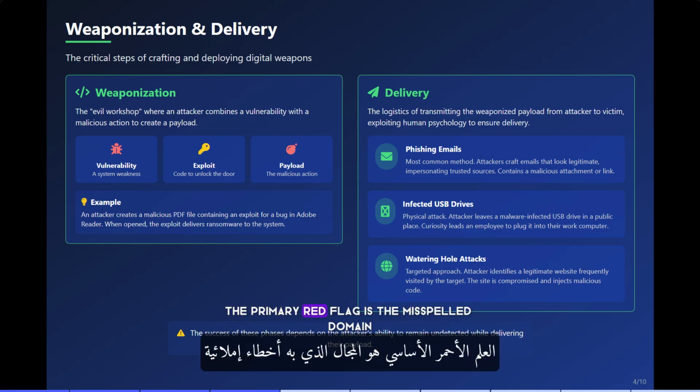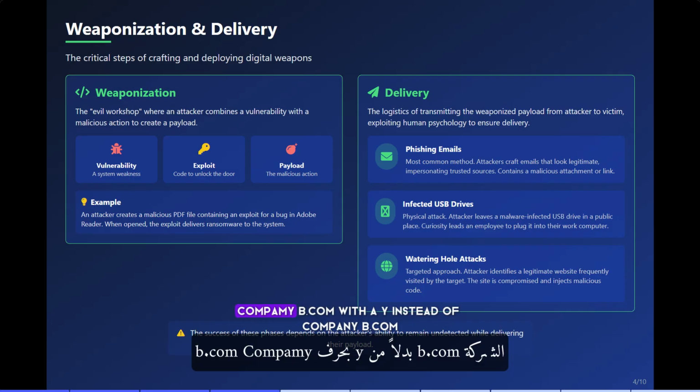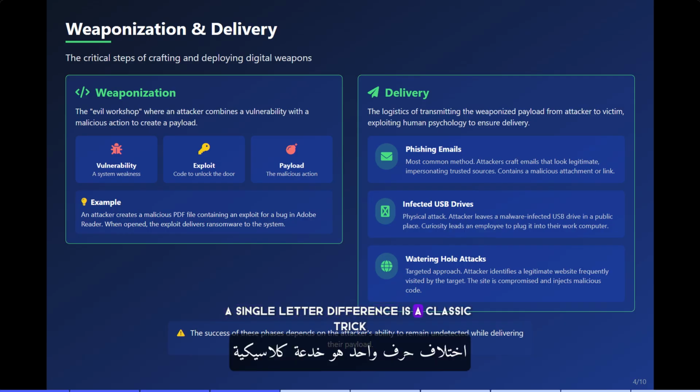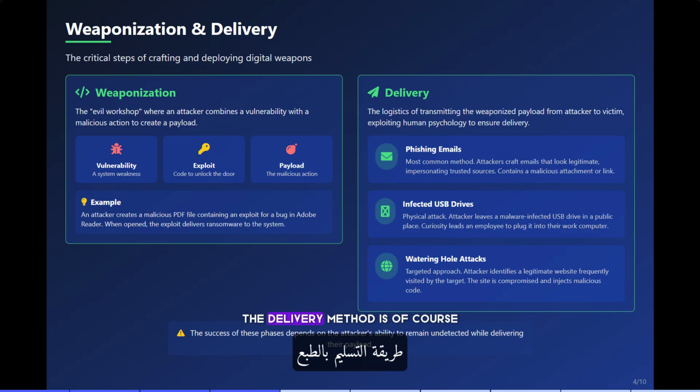The primary red flag is the misspelled domain in the email address, companyb.com with a Y instead of companyb.com. A single letter difference is a classic trick. The delivery method is, of course, a phishing email.